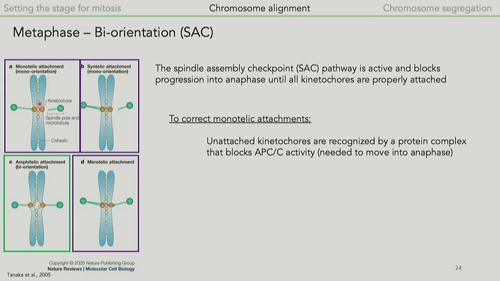So monotelic attachments are what is shown up here on the top left, and this is the case where one of the kinetochores is attached, but the other one is not. And in most simplistic terms, these unattached kinetochores are recognized by a specific protein complex that blocks the activity of a ubiquitin ligase called APC. And as we'll see, APC activity is what triggers entry into anaphase. So as long as kinetochores remain unattached, the activity of this APC protein complex will remain blocked, and the cell will remain in metaphase. Right? So that's one mechanism that the cell uses to make sure that all kinetochores are attached to microtubules.